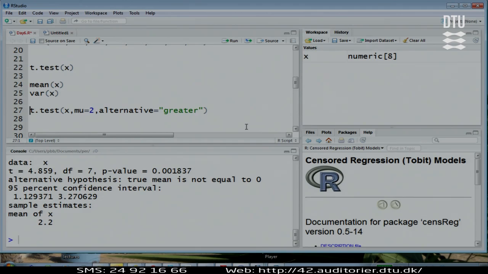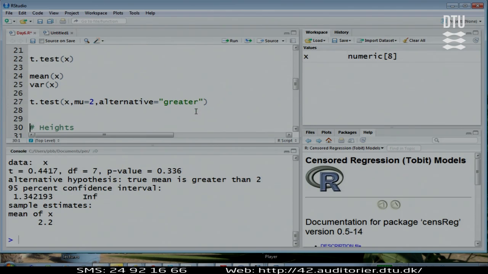What I wanted in this case was not to test mu equals 0, I wanted to test mu equal 2. That was the hypothesis test I wanted. Also, I did not want the two-sided hypothesis test. I wanted the one-sided where the alternative is that mu is greater than 2. So, there are the options: smaller, greater, or no option at all, which then gives you the two-sided test.